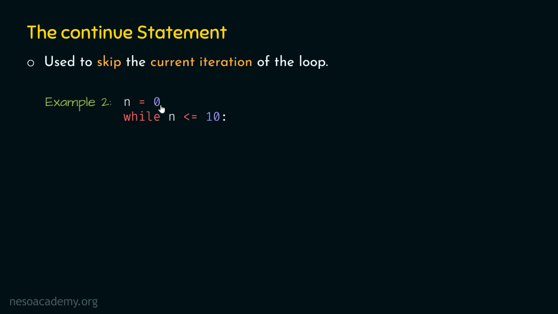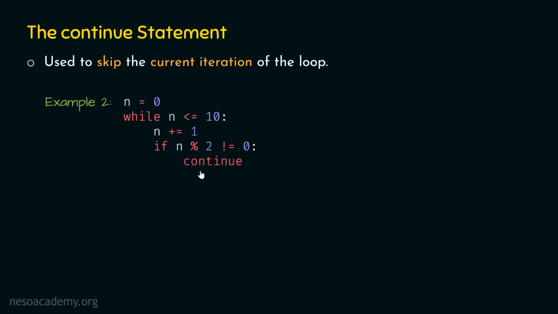We know that n is 0, therefore this condition is satisfied. So we'll get inside this while loop. Inside this while loop, we will first increment the value of n. We'll increment the value of n by 1. So n is now holding value 1. Now after this, we need to check this condition. If n mod 2 is not equal to 0, then continue.